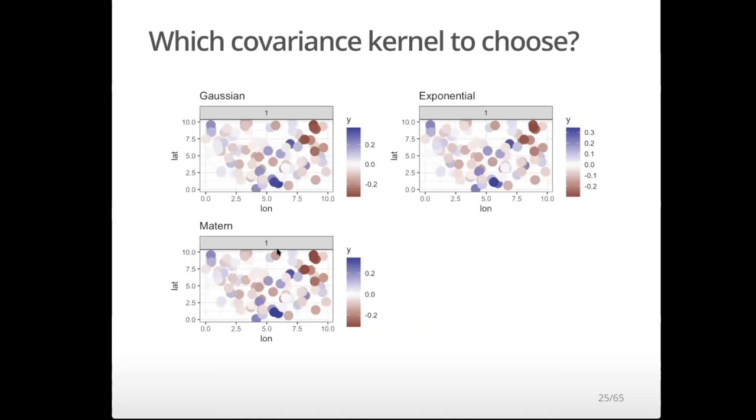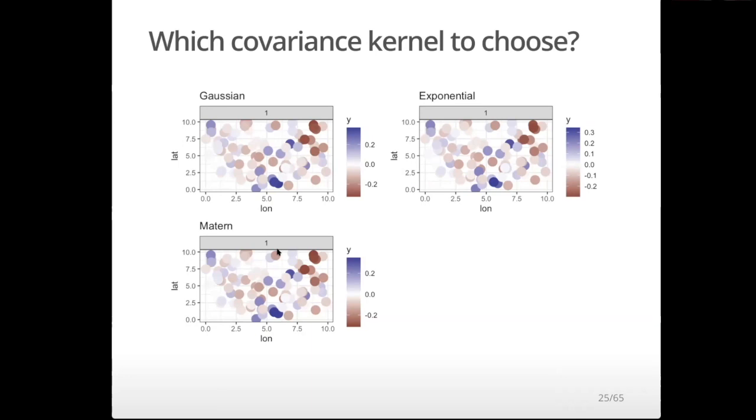Okay, so there's a large variety of different types of covariance functions to choose from. I think I've talked about some of these in relation to the Gaussian process stuff, but some of the commonly used ones are the Gaussian covariance kernel, the exponential, and the Matern, which are probably the three most commonly used.